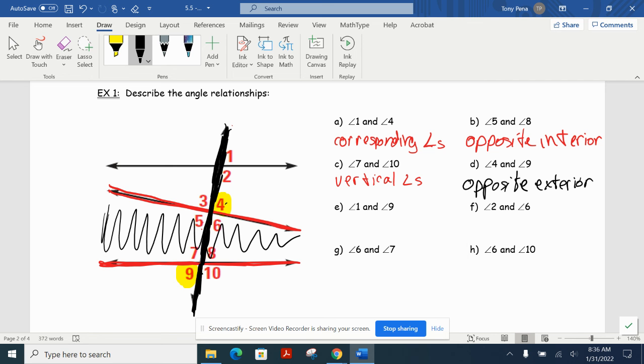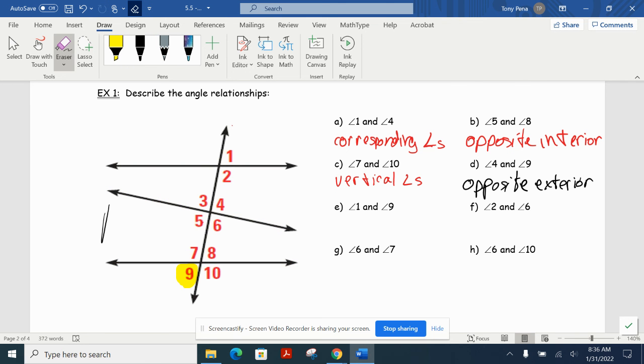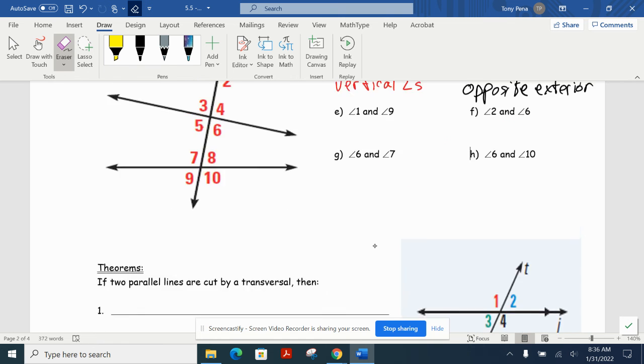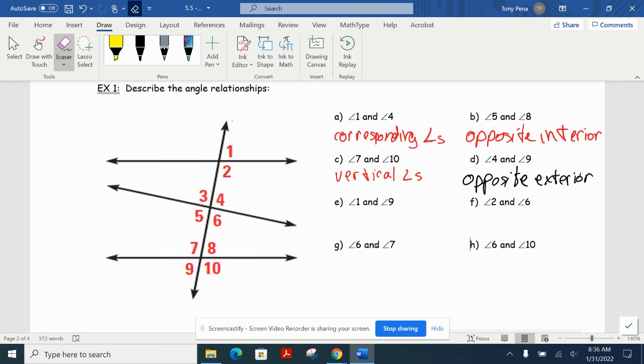Okay, real quick, I'll give you 2 minutes. Do E, F, G, and H, and see if we can identify how those are all related to each other. Because in a minute, we're going to go through all the theorems that go with these versus just knowing which ones are which.